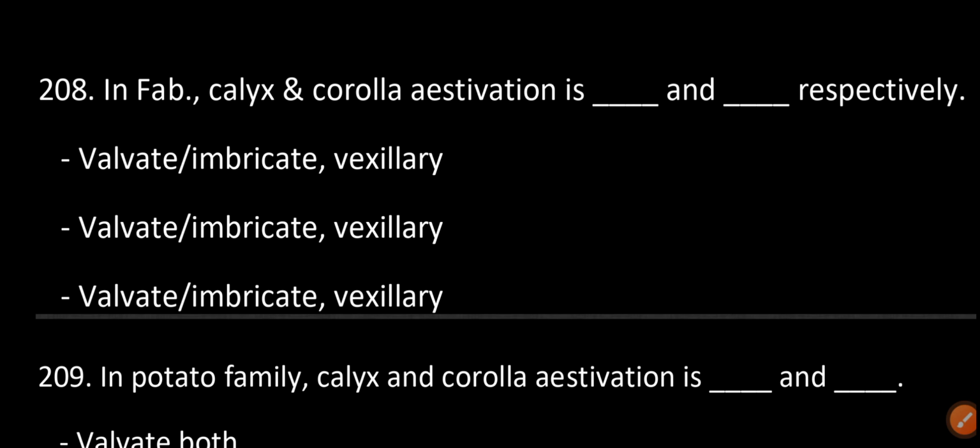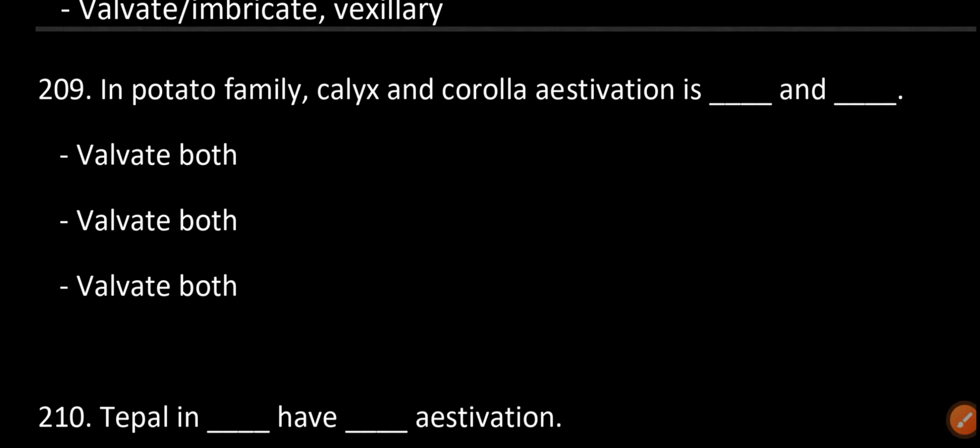In Fabaceae, calyx and corolla aestivation is valvate or imbricate, axillary. In potato family, calyx and corolla aestivation is valvate both.